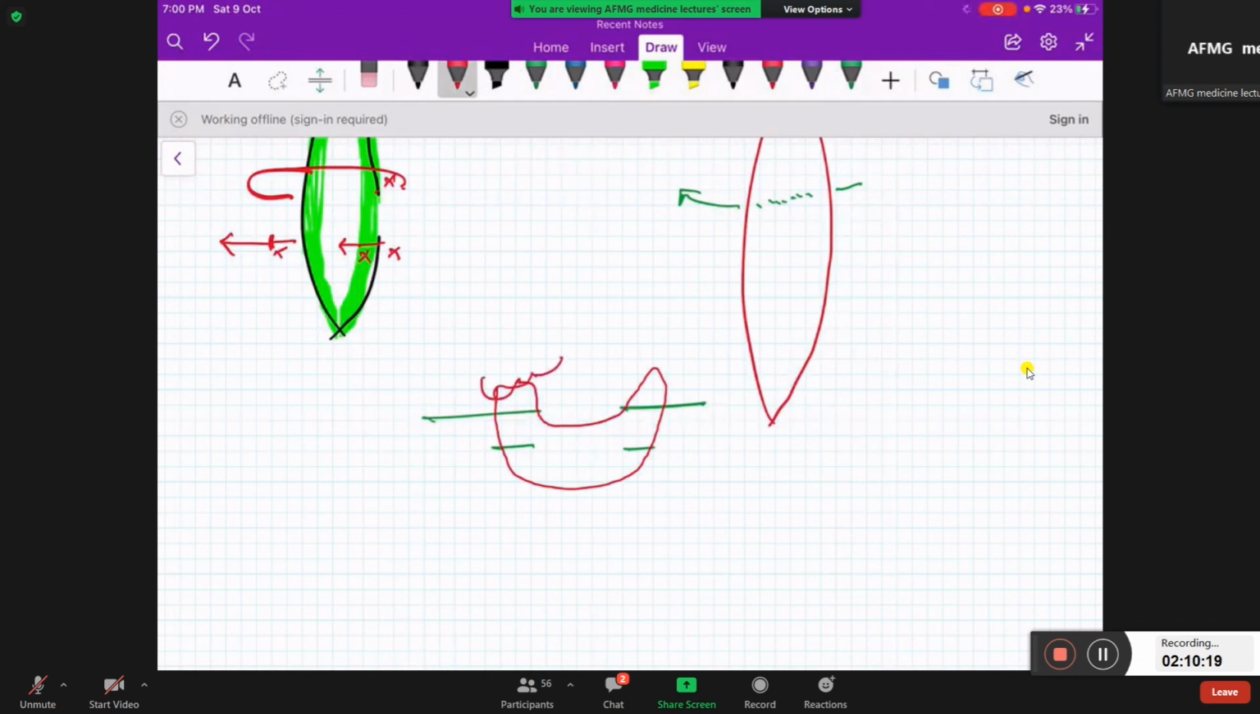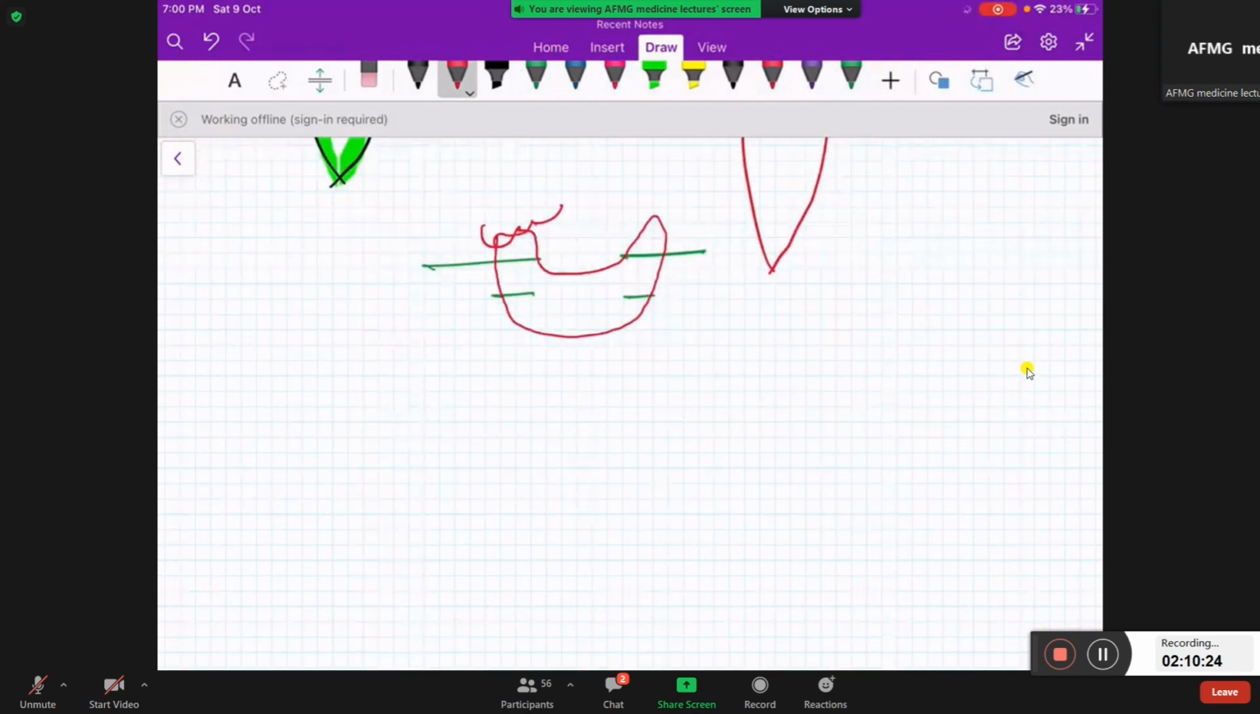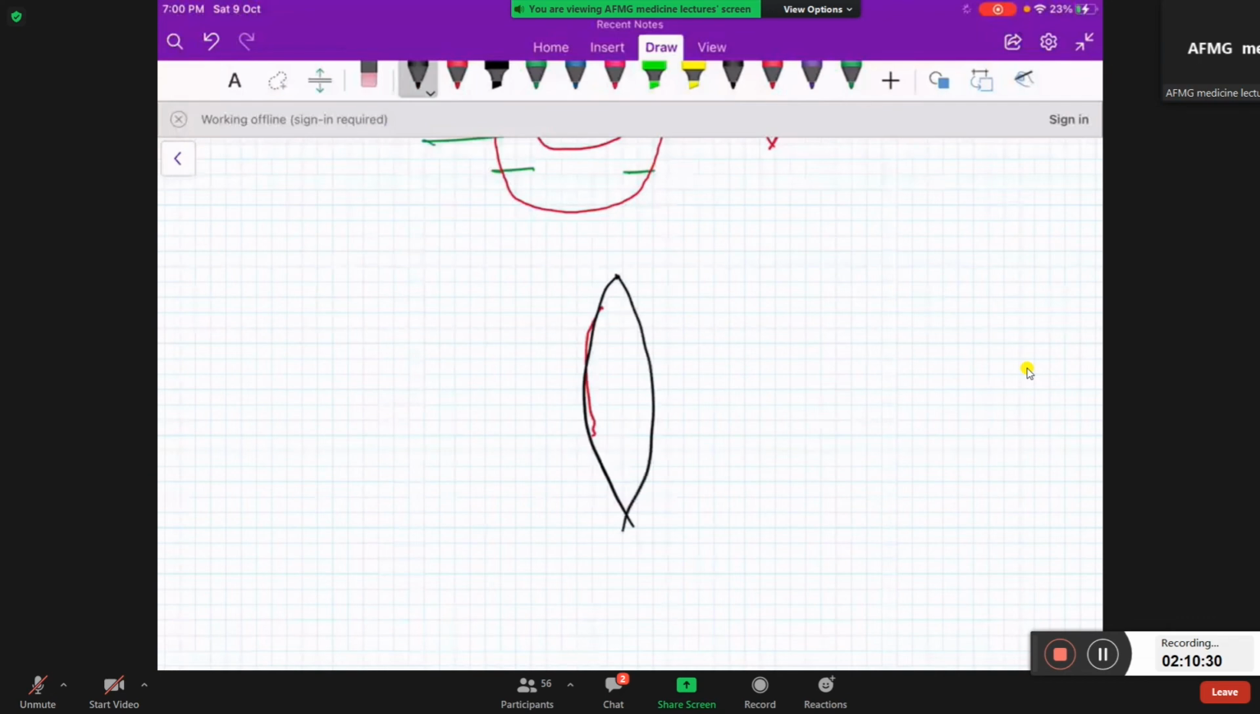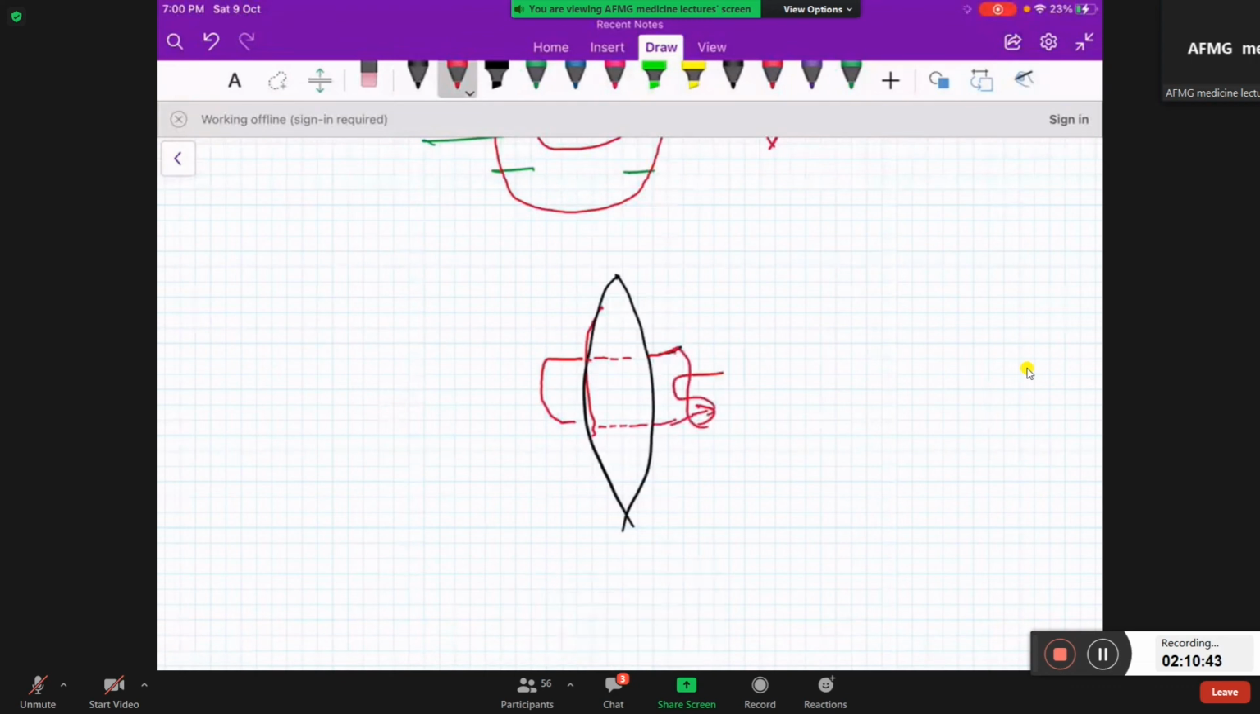What type of suture? Vertical mattress. And what will this be? Horizontal mattress. Understood? Okay, everyone? It wasn't a bouncer, was it? Sure? So this is all for today.